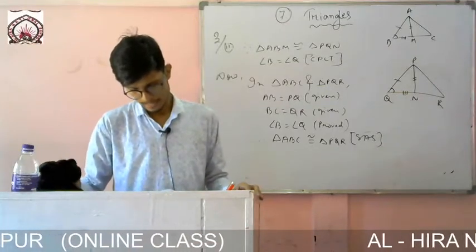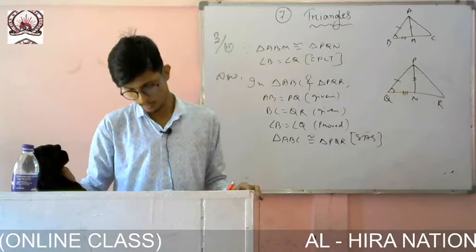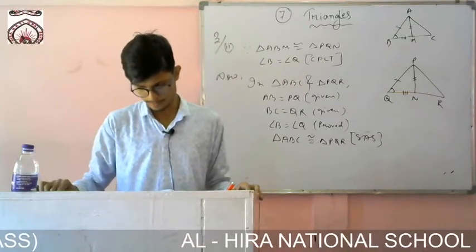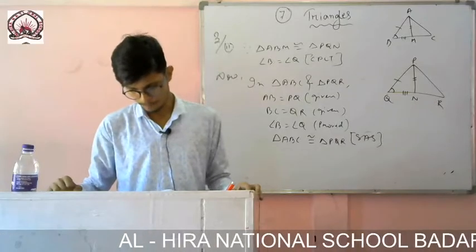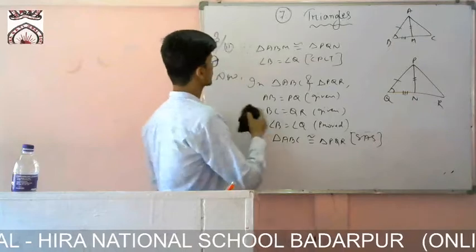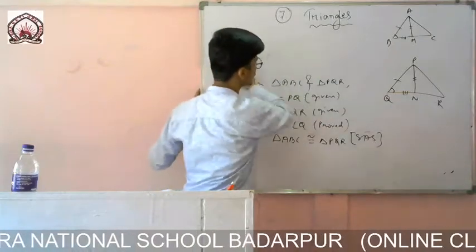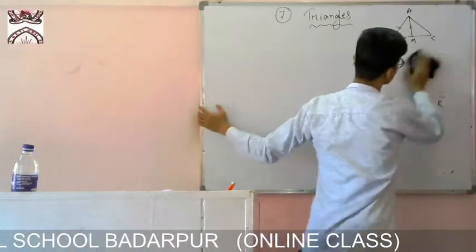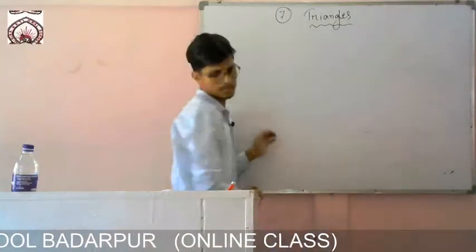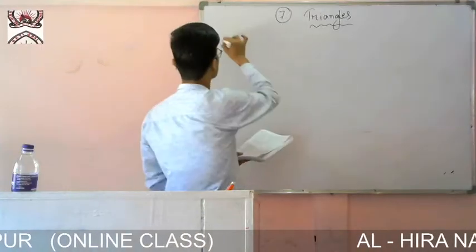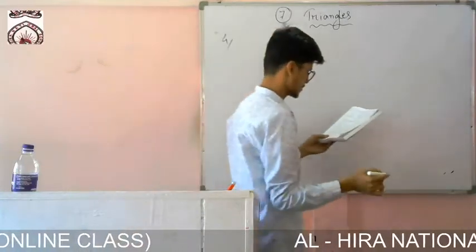4. BE and CF are two equal altitudes of triangle ABC. Using RHS congruence rule, prove that the triangle ABC is isosceles. Okay, no problem. Here we'll use this one also. So using RHS, you have to prove it. RHS postulate of congruency.